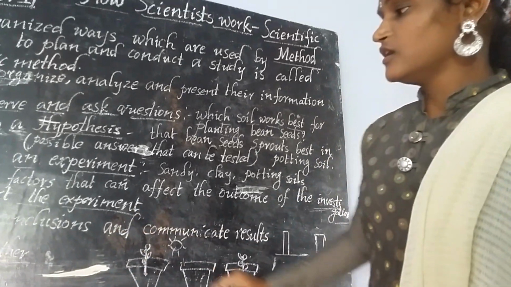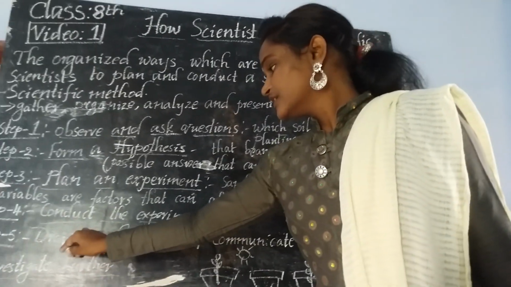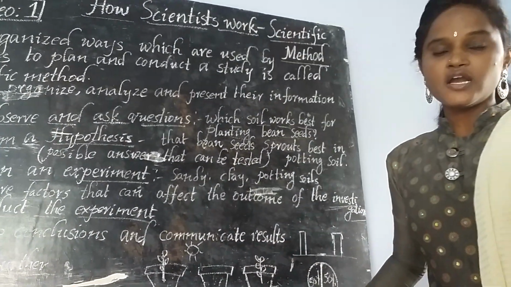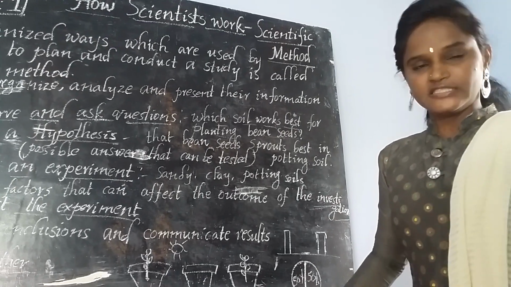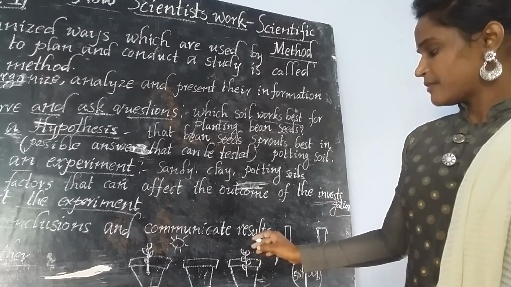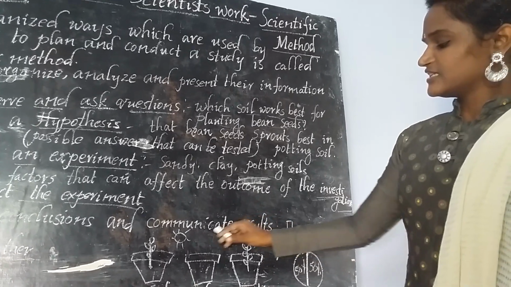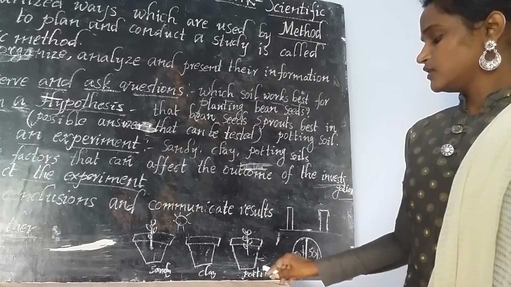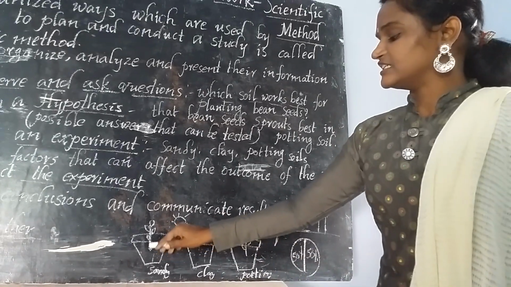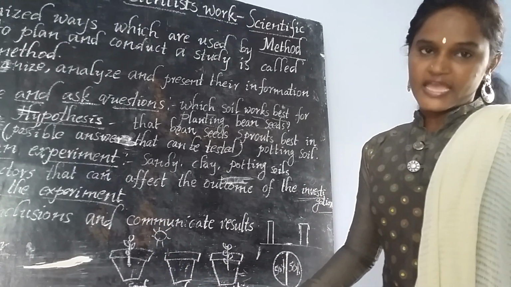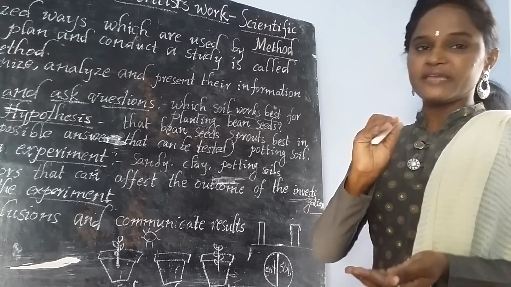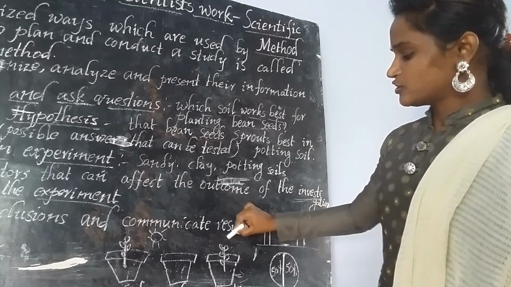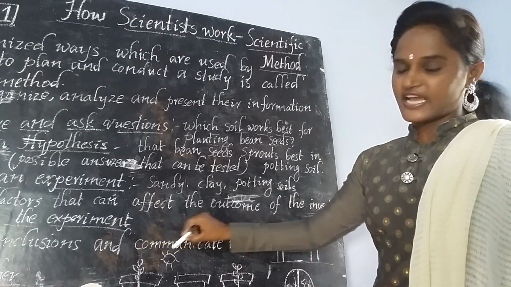If you come to the final step, what is that? Draw conclusions and communicate results. Here, if we talk about the result, in both the sandy soil and the potting soil the bean seeds grow well, and the height of the baby plant is the same in both flower pots. The height of the new baby plant is the same.